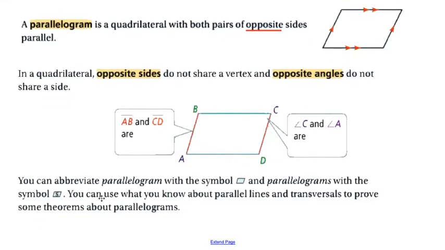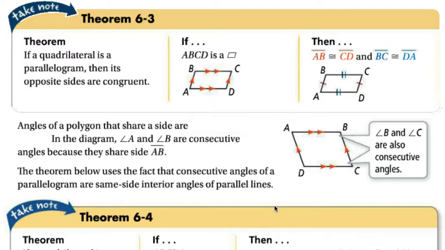And a little bit of notation for you down here in the bottom paragraph. To abbreviate the word parallelogram, if we just draw a picture of a slanted rectangle, that means parallelogram. And if it's plural, you just put the letter S inside the symbol. All right, so let's go ahead and move on. Our first theorem says that if a quadrilateral is a parallelogram, then its opposite sides are congruent. That means AB is congruent to CD and BC is congruent to AD.